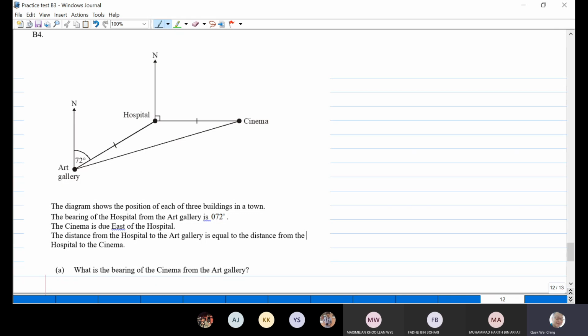What is the bearing of cinema from art gallery? Okay, I want the bearing of cinema from art gallery. What does it mean? Okay, first part. What they are looking for is basically this angle. Okay, answer for part A. What is the bearing of cinema from art gallery?